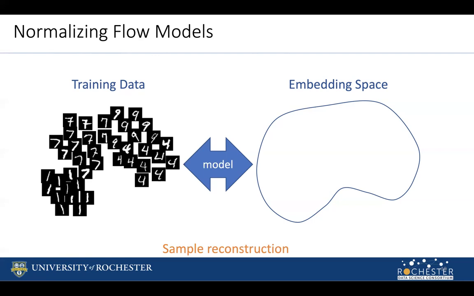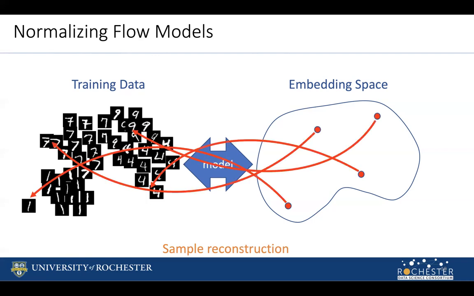Sample reconstruction refers to being able to uniquely reconstruct a sample given its embedding representation. This process involves computing a mapping from the embedding space to the data space, which is possible due to the fact that normalizing flow models are invertible. Next, I'll illustrate how to use a normalizing flow model to perform data imputation.